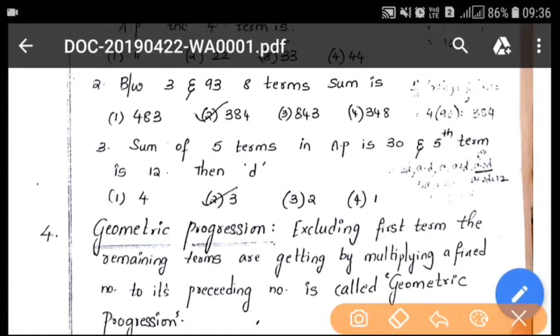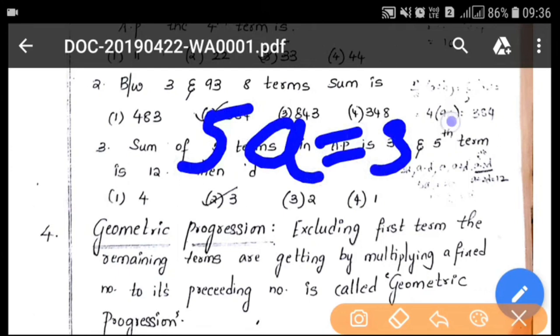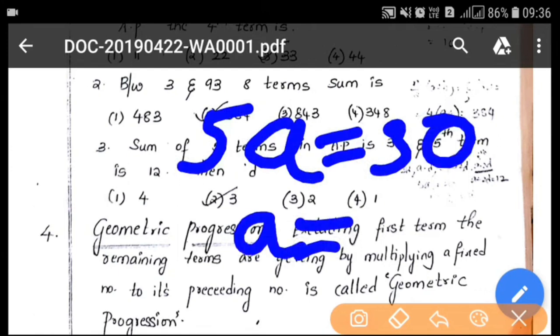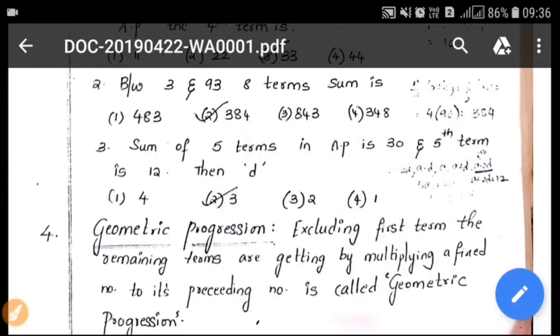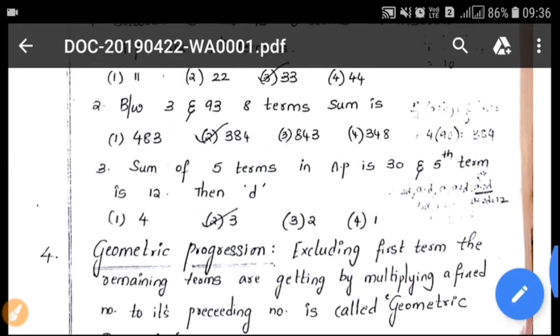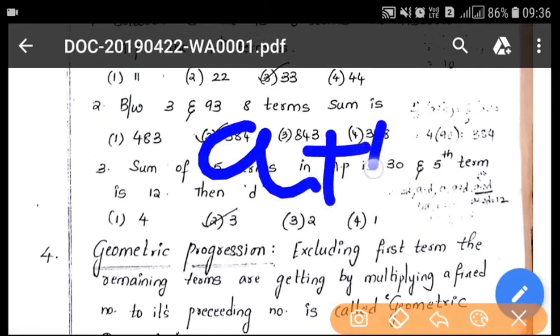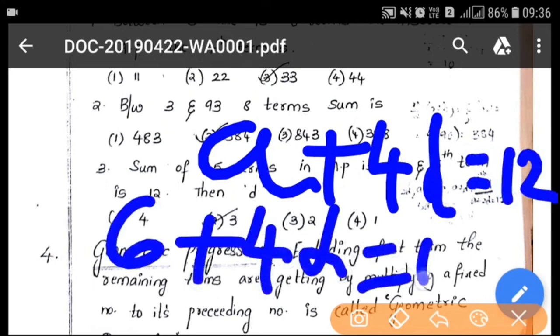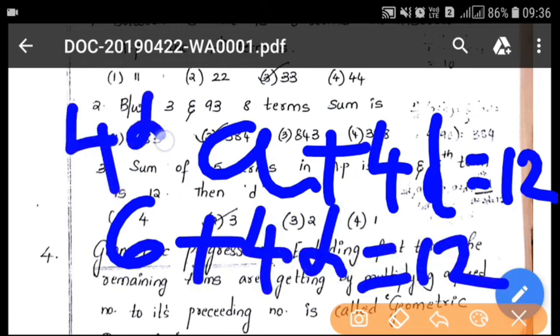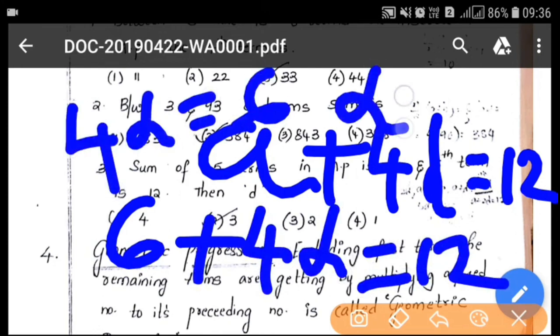Once again we'll do this. 5A is equal to 30. So A is equal to 6. Next, the fifth term. So A plus 4D is equal to 12. The A value is 6, so 6 plus 4D is equal to 12. So 4D is equal to 6, D is equal to 6 by 4.